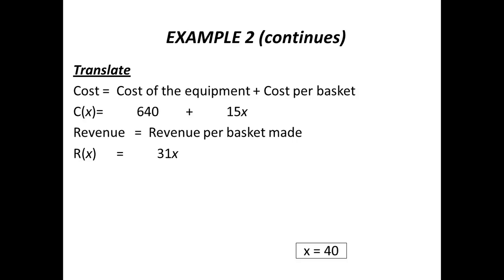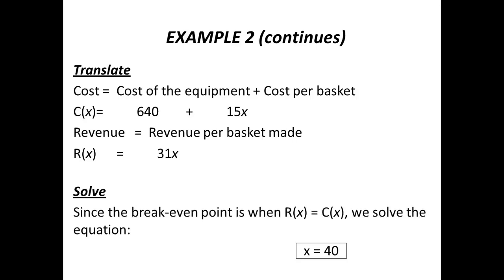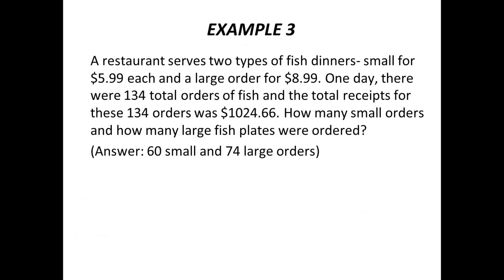The two equations C of x and R of x represent a system, so we can apply any method that we've talked about so far to solve this system. Since the break-even point is where R of x is equal to C of x, we can simply set the two equations equal to each other, which yields half of our solution, which is x equals 40. If we substitute x equals 40 back into either one of those equations, that will yield both the cost and the revenue at that point.